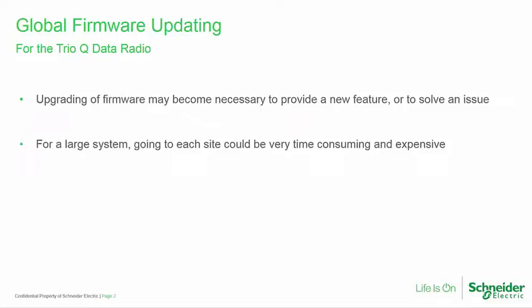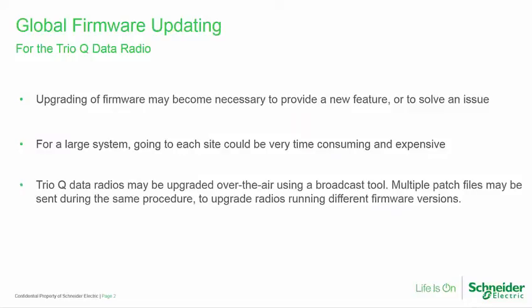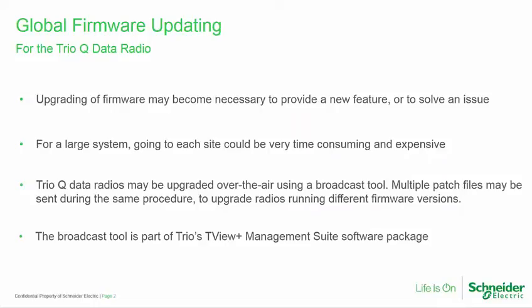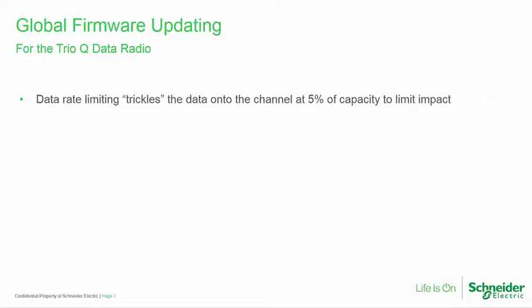This may be fairly simple in a small system, but with a larger system it can take a great amount of time to go to each site and upgrade its radio. To avoid this expensive necessity, it is possible with the Trio Q data radio to upgrade all radios at once over the air, even if they are using different firmware versions, using a broadcast tool. This tool is part of Trio's TVU Plus management suite of software.